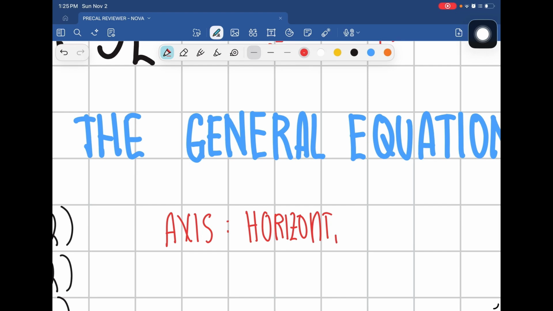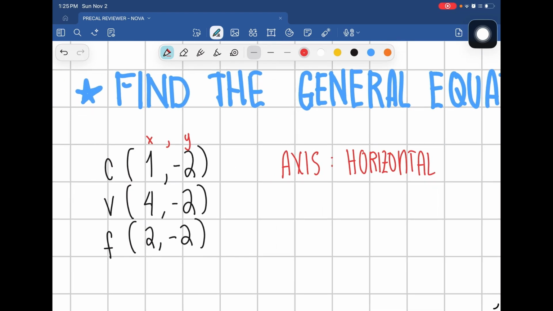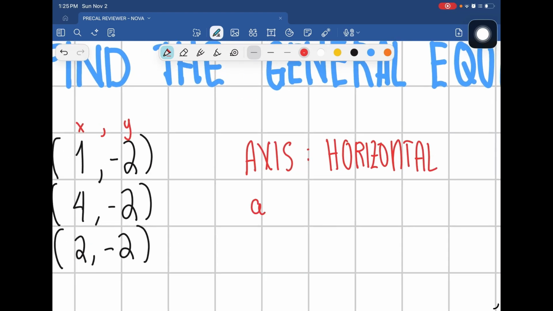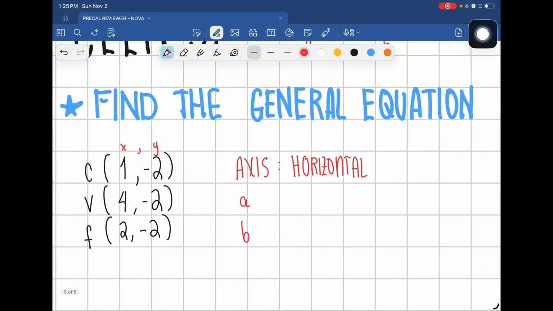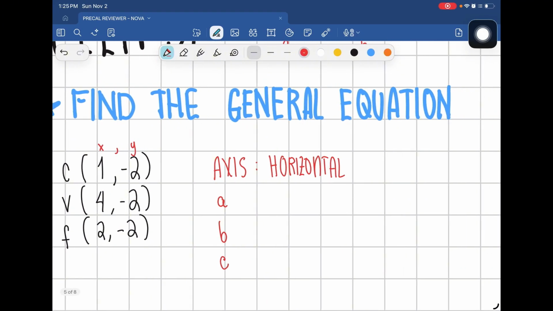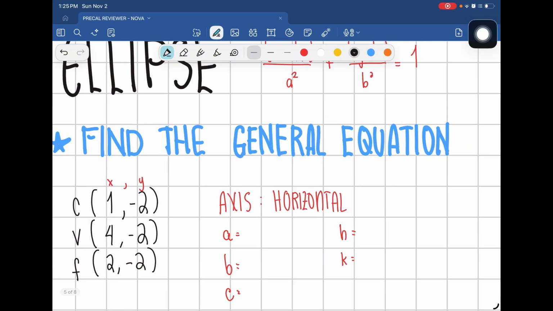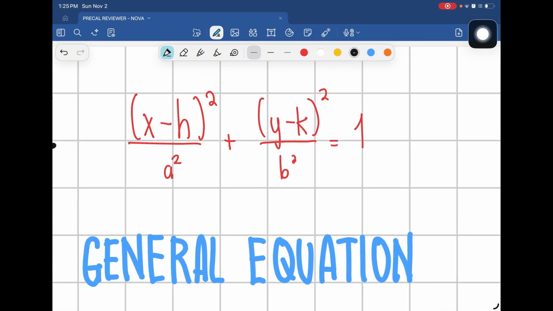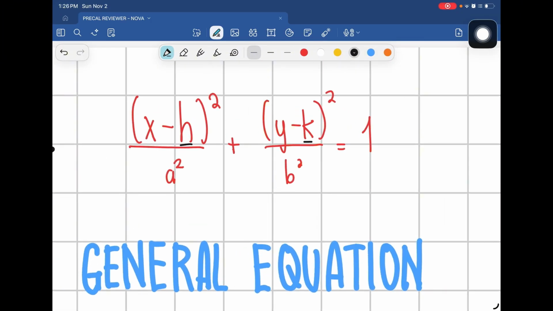Okay, now next we have to find the values for A, B, or C, and then H and K. Why do we have to find these values? So in our standard equation, there is H, K, B, and A, those variables. But C, there is no C.